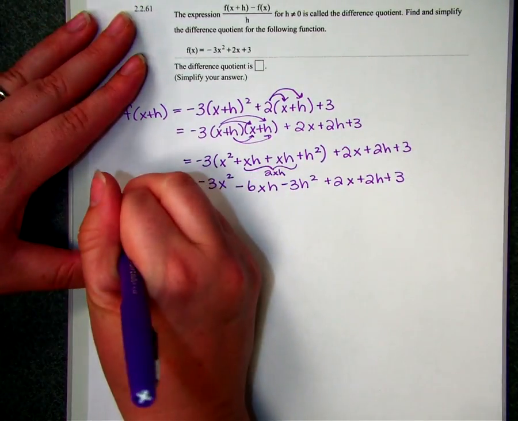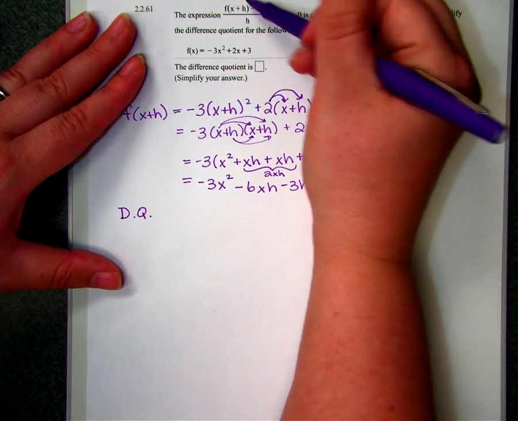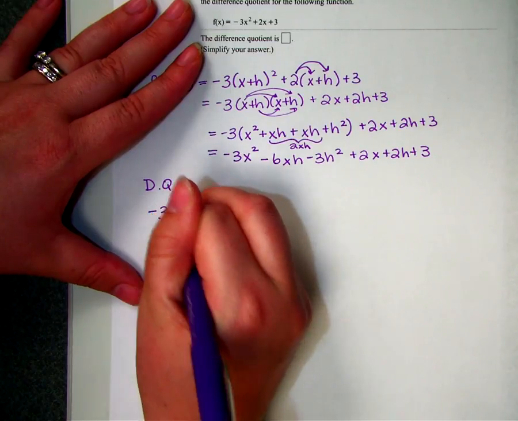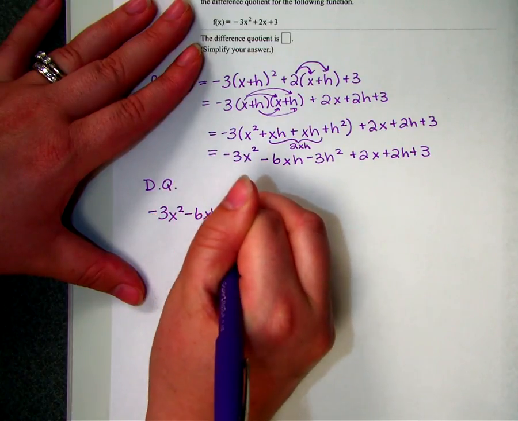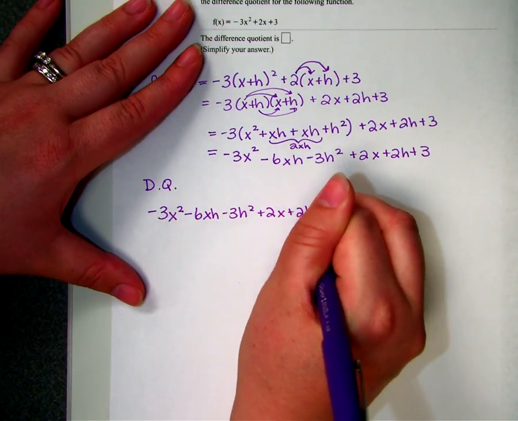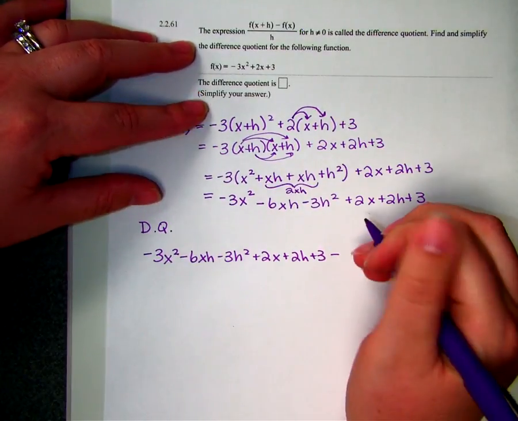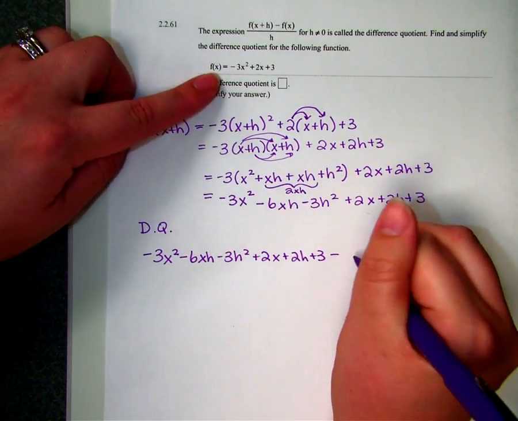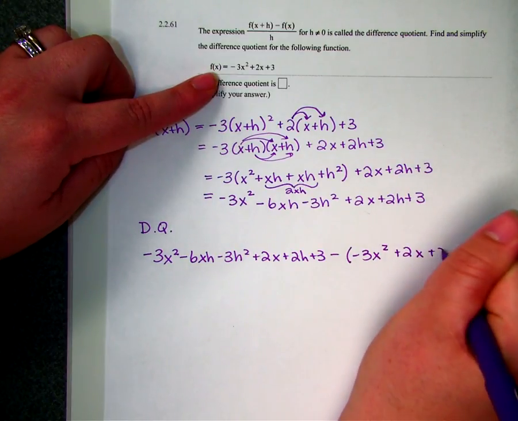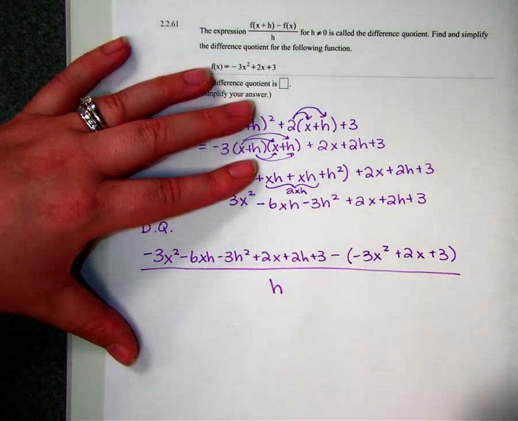Now I'm ready to use the difference quotient. So the difference quotient says start with that function f of x plus h, and that is negative 3x squared minus 6xh minus 3h squared plus 2x plus 2h plus 3, and subtract from it the function f of x. And our function f of x is right here. It is negative 3x squared plus 2x plus 3. And put both of these functions all over h.